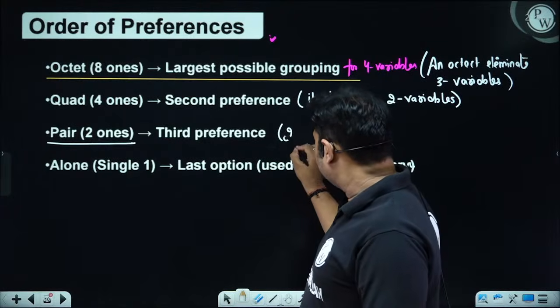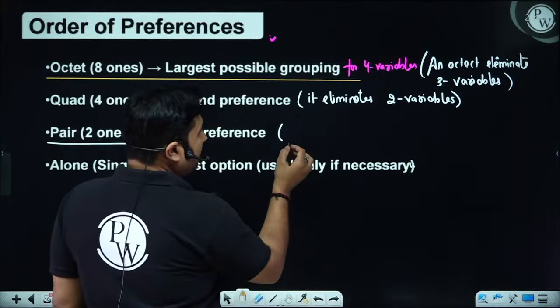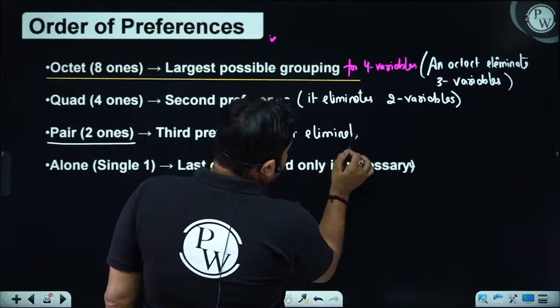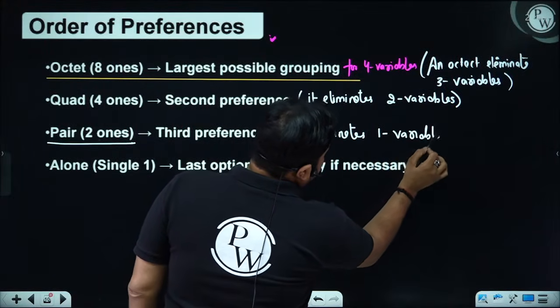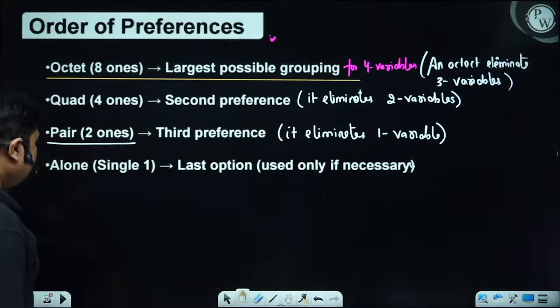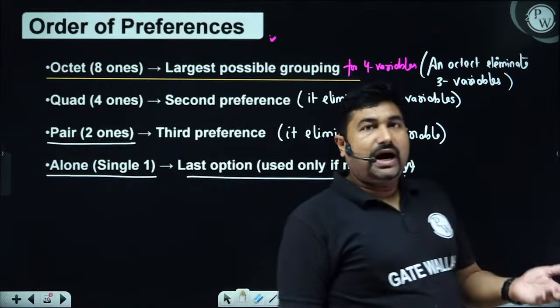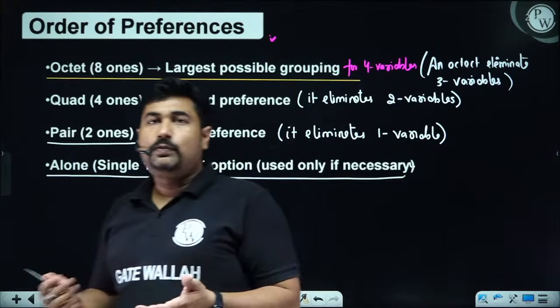Pair means two variables, two adjacent subblocks are filled. It eliminates one variable. And the last preference is given to alone, if required. Alone means it is neither making any group nor any pair.